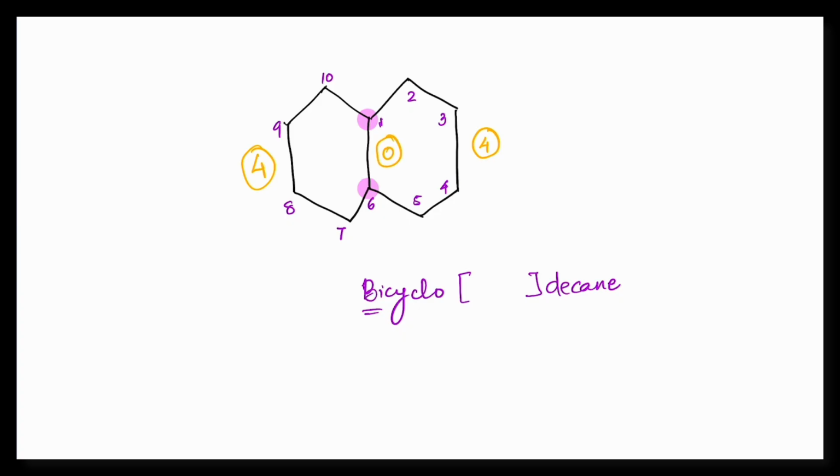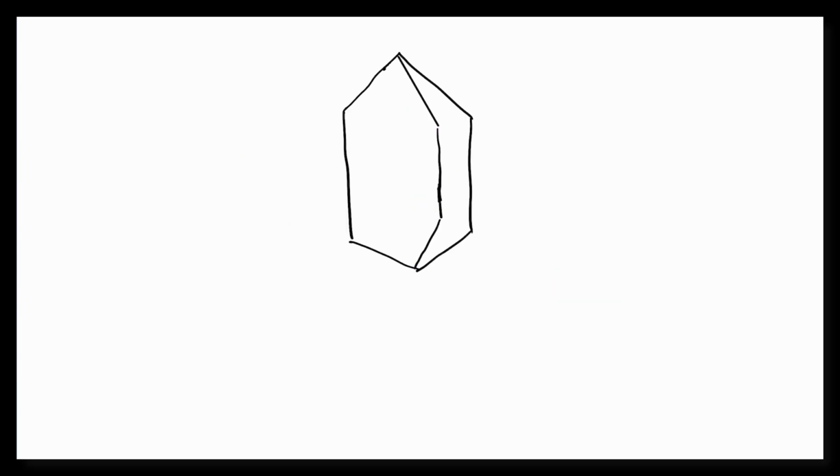So the numbers that we write inside the square brackets are 4.4.0. And the name of this compound is bicyclo[4.4.0]decane. Okay, look at this new problem and let's try to write the name of this compound.